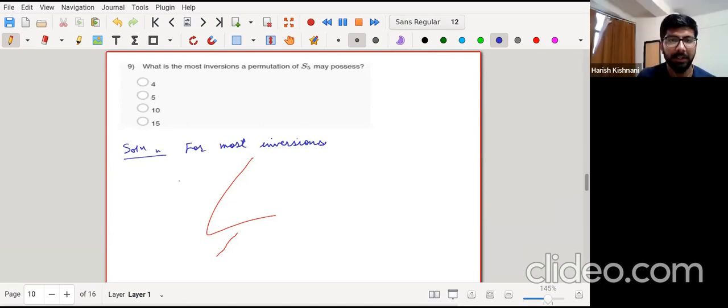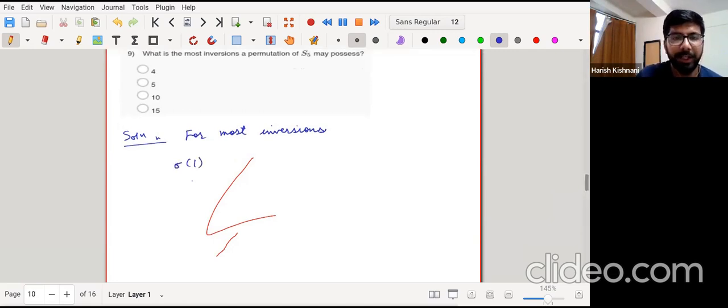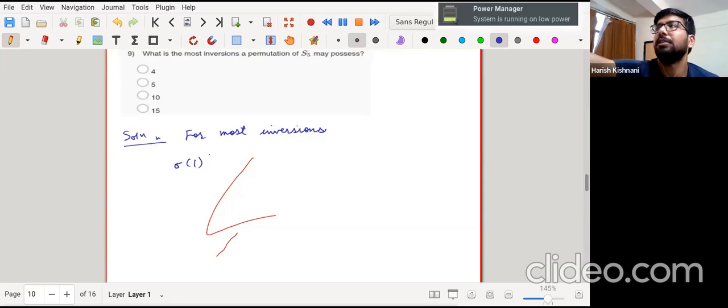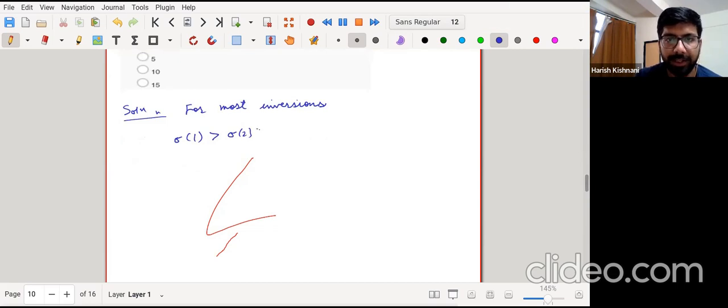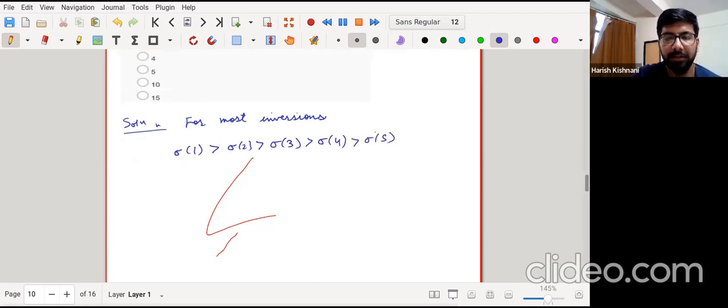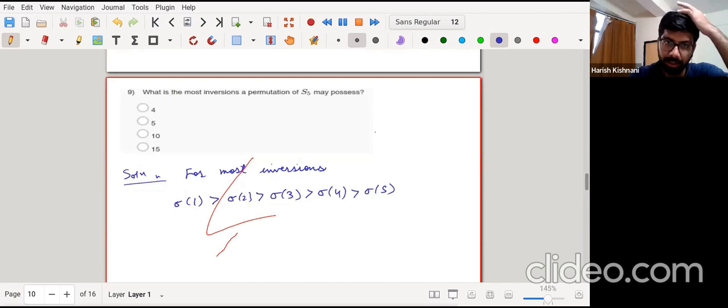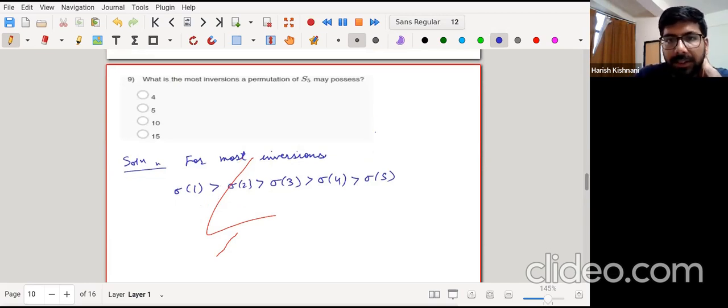For most inversions, you should have sigma 1 to be... 1 is less than 2 definitely, and 3 and so on. So sigma 1 has to be greater than everything, right? It has to be greater than sigma 2, sigma 3, sigma 4 and sigma 5. And sigma 2 has to be greater than sigma 3, 4 and 5, and again sigma 3 has to be greater than 4 and 5, and sigma 4 has to be greater than sigma 5, right? Do you all agree that for most inversions we should have this condition?